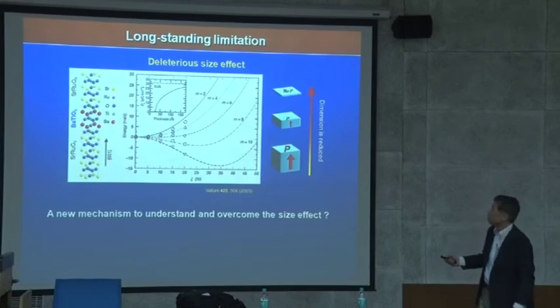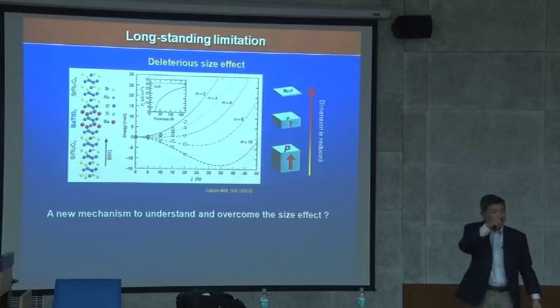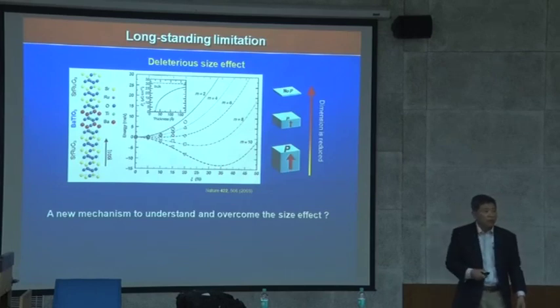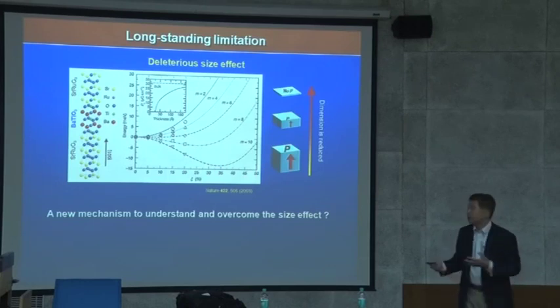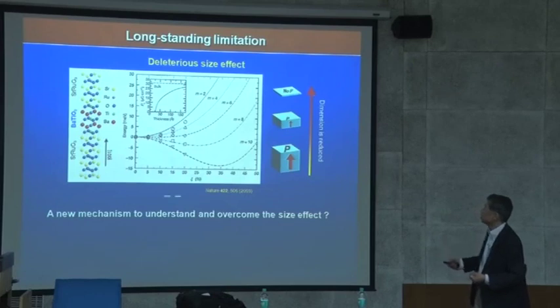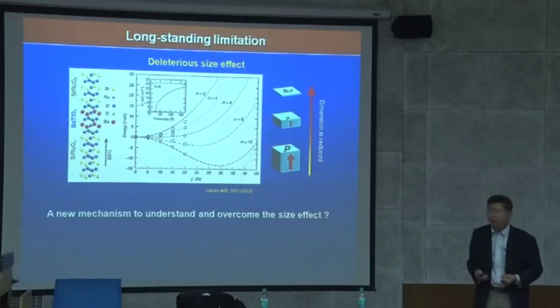But when you reduce the dimension, smaller and smaller, like this one is n equal 10, 10 unit cells, then 8 unit cells, 6 unit cells, smaller and smaller, you have this kind of low energy here, and then you get the ferroelectricity. But at some point, you don't have a plateau at the bottom, and then you lose the ferroelectricity. So with reduced dimension, you lose the ferroelectricity. And then this is the work, initially, to understand the mechanism to overcome the size effect. That's one of the reasons we have to study it.